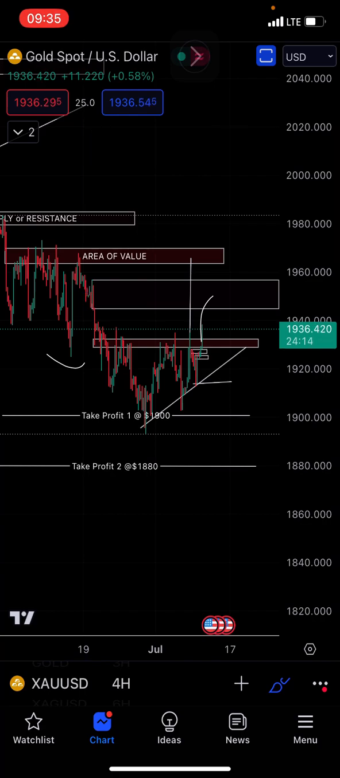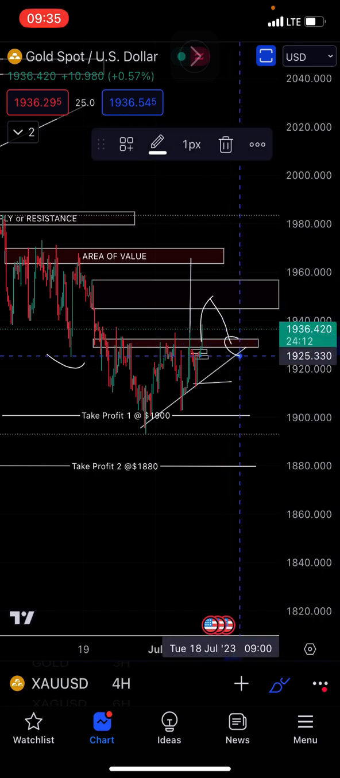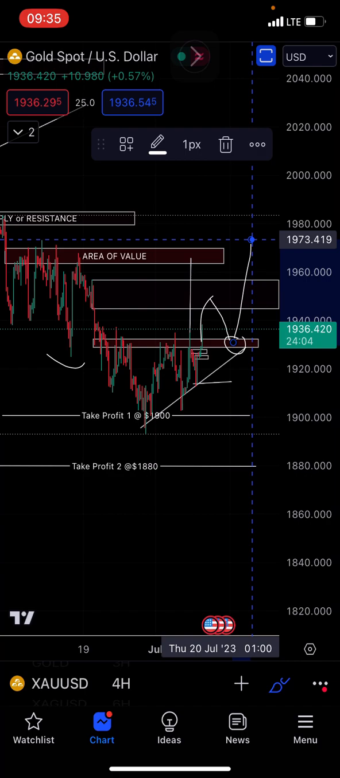So come down and hold this particular 1930 to 1935 dollar area again. Then you enter as a conservative trader to 1965. That is how to trade.